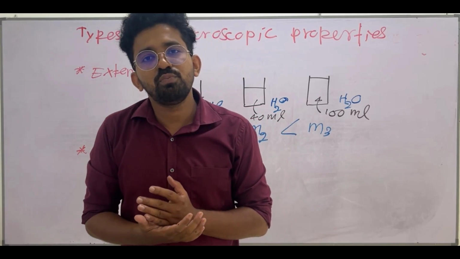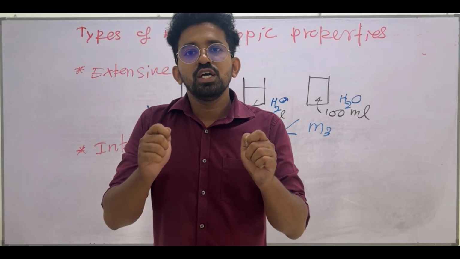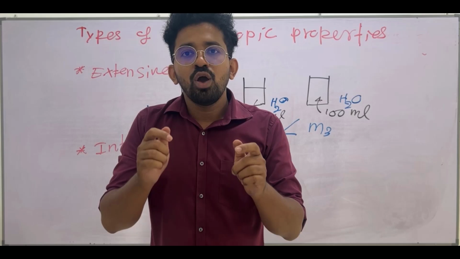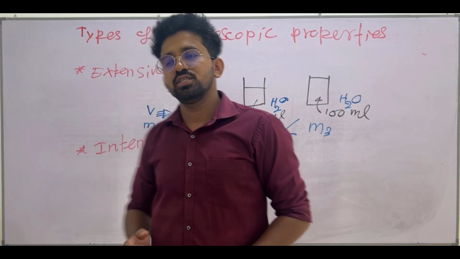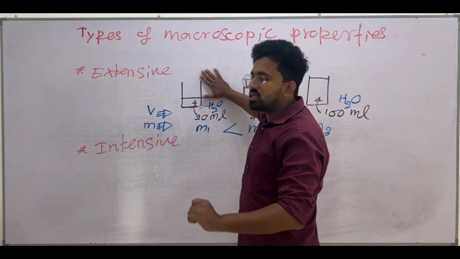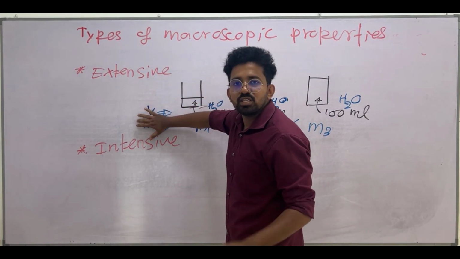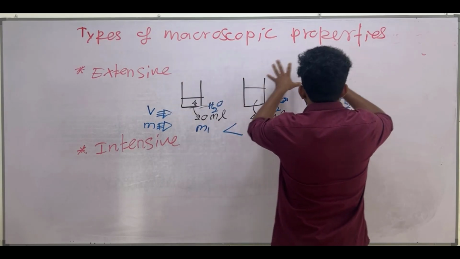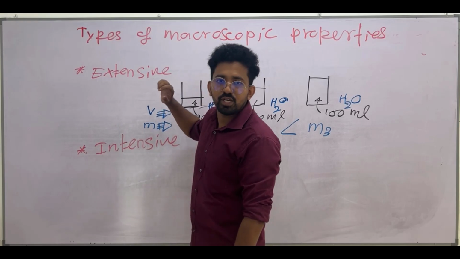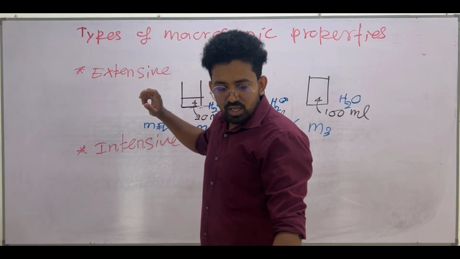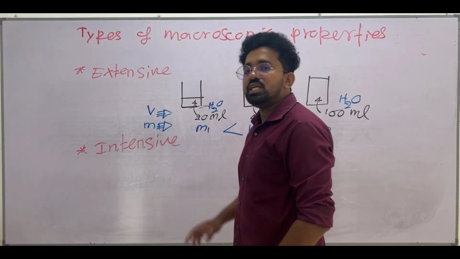So what are the extensive properties? The properties which depend on the size or the amount of the matter. Volume and mass depend on the amount of the matter. It changes, and therefore it is an extensive property. That is extensive property. So what are intensive properties?